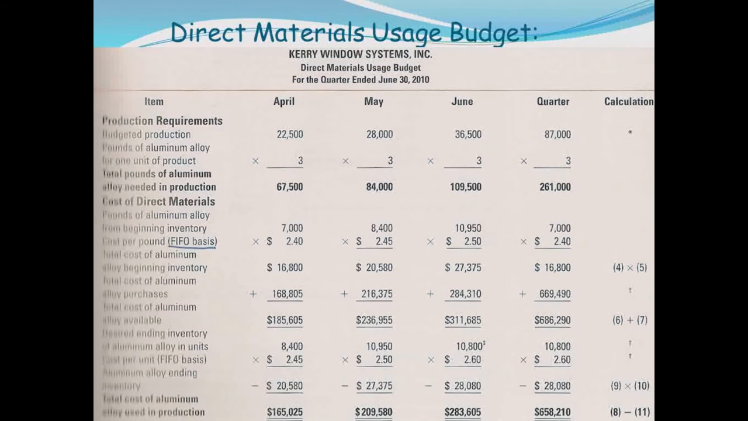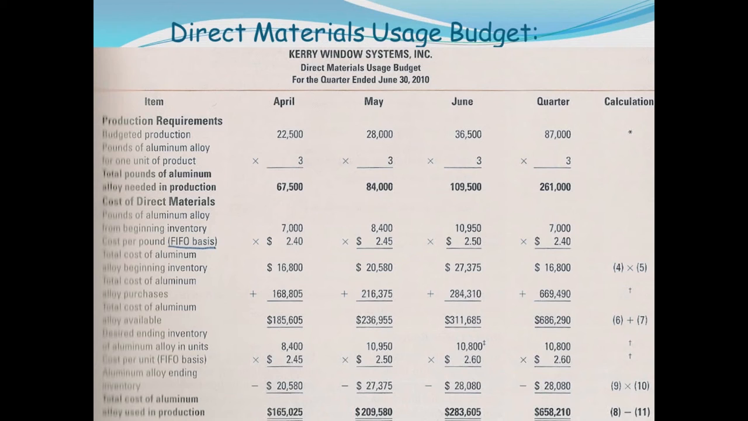So this cost is some weighting between the cost of the aluminum you bought this period, at the cost per unit, and the cost of the aluminum you had in inventory already. That's why if you divide this by the number of units, it won't equal either 240 or 245. It should be somewhere in between, closer to 245.